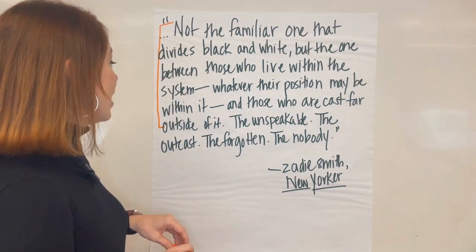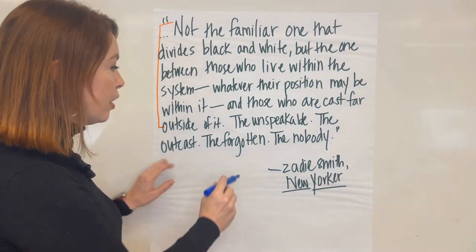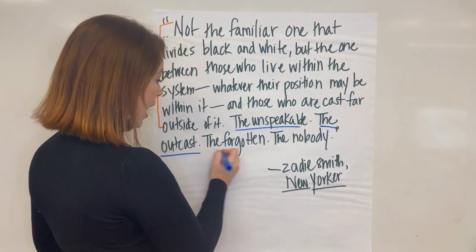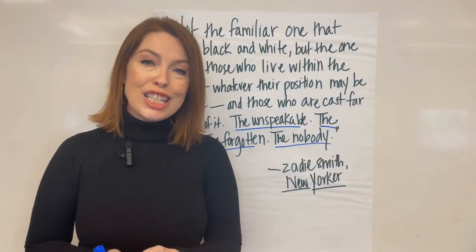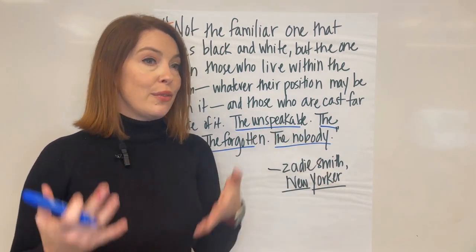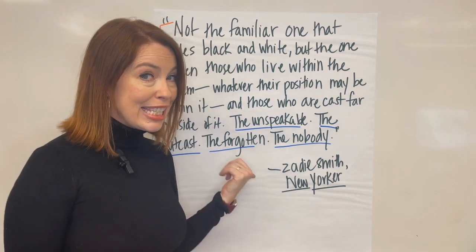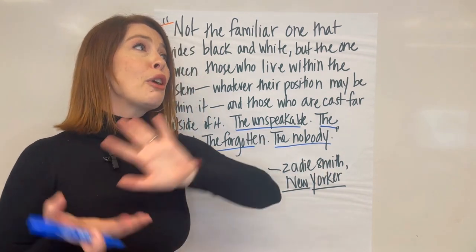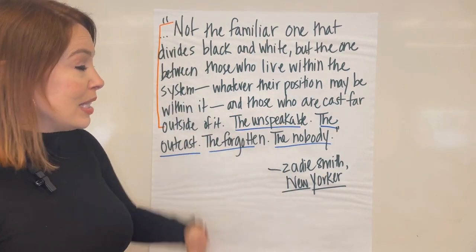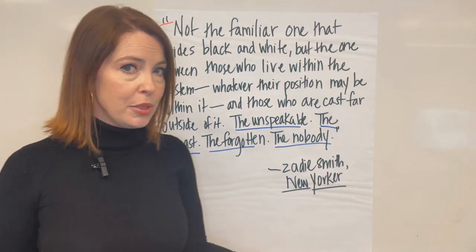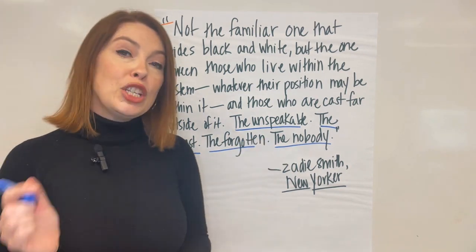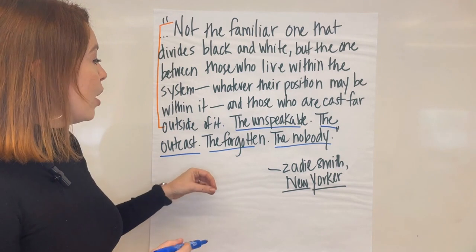Let's look at them. So here we see Smith using a series of fragments: the unspeakable, the outcast, the forgotten, the nobody. Now your English teacher has told you that you have to write in complete sentences, that your sentences have to have a subject and a verb and make a complete thought. But we can see right here that Zadie Smith, an incredibly acclaimed and famous writer, doesn't do that, right? These are missing verbs. The unspeakable. The unspeakable do what? The outcast, the forgotten, the nobody. But she's doing this on purpose to grab our attention.